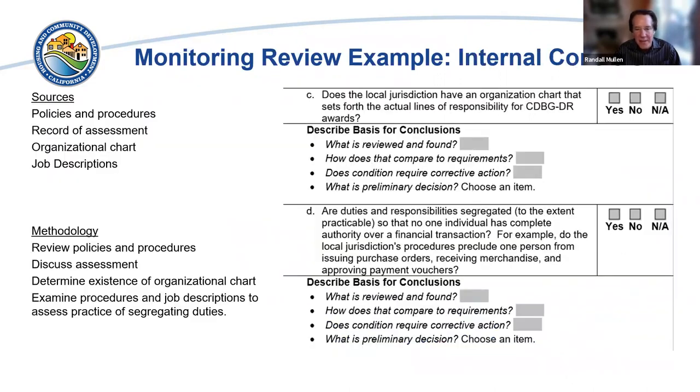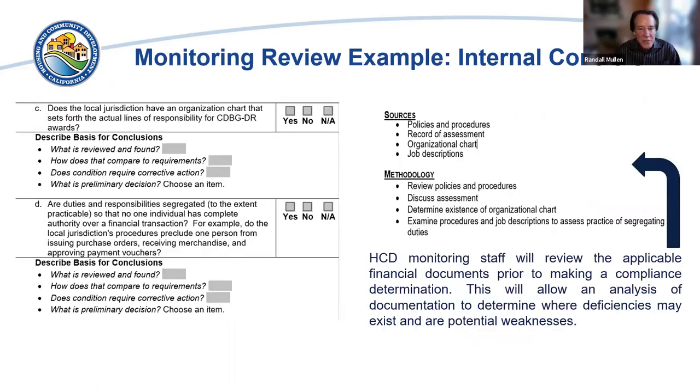The second example we'll look at is internal controls. Here again, you see on the left-hand side the sources of documents that would be reviewed, again corresponding to the document collection checklist, and the methodology that the monitor would use, and the questions that are identified as well. The HCD monitoring staff will review the applicable financial documents prior to making a compliance determination in the same fashion as with accounting. And this analysis enables them to identify any deficiencies that may exist or are potential weaknesses that perhaps require further technical assistance.